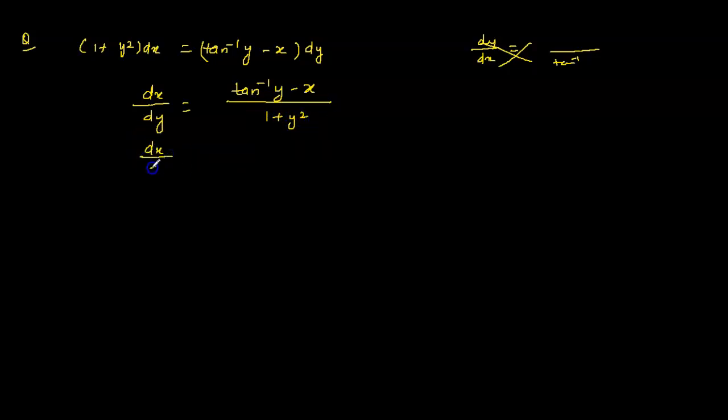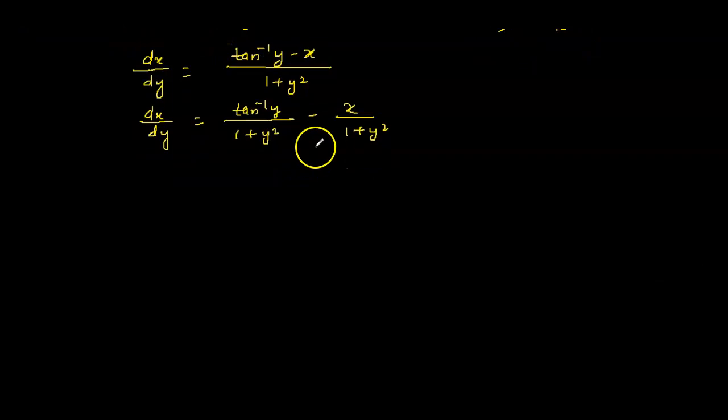Now dx by dy is equal to, I can write this as tan inverse of y divided by 1 plus y square minus x by 1 plus y square. Any doubt in this? No, sir. So now we can write this on this side: dx by dy plus 1 by 1 plus y square into x, and the right-hand side is a whole term of y only, tan inverse of y by 1 plus y square.